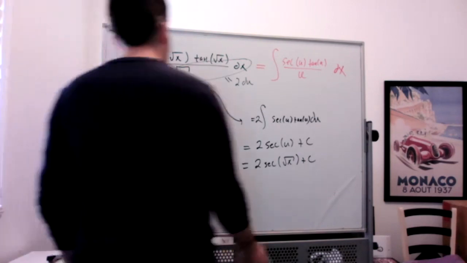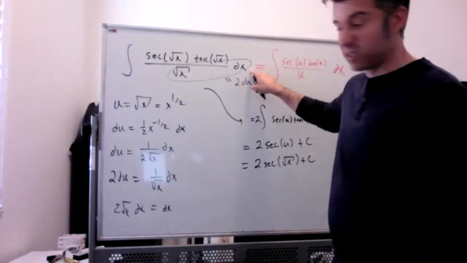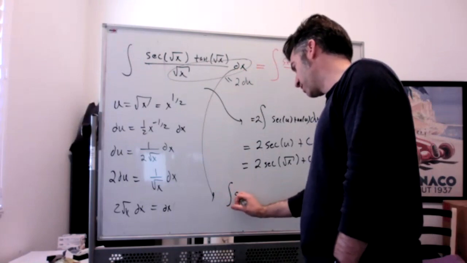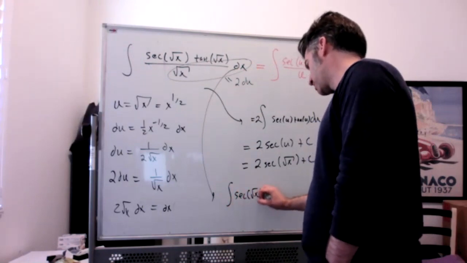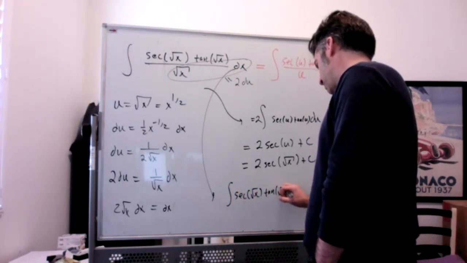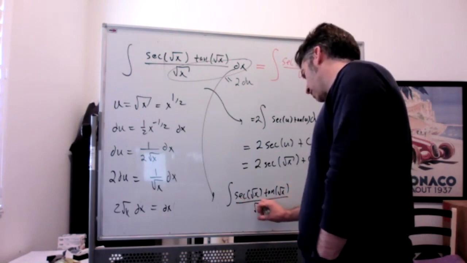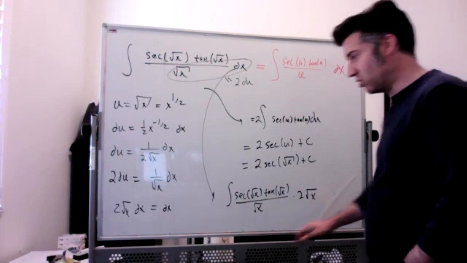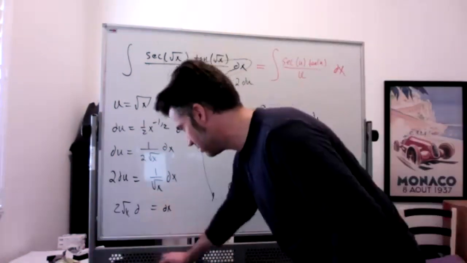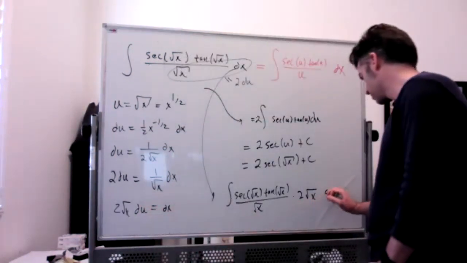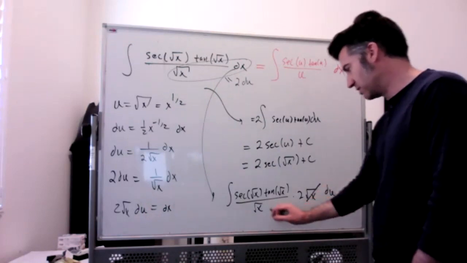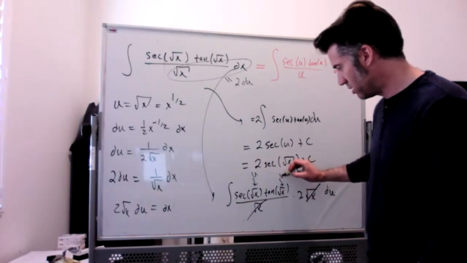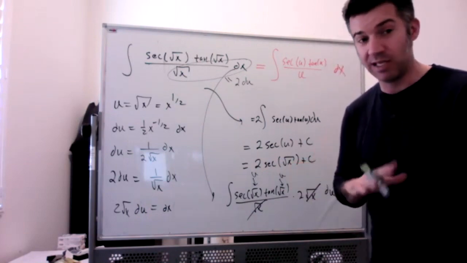And then people replace the dx first. They say, instead, I'm going to write this as the integral of secant of the square root of x, tangent of the square root of x, over the square root of x, times 2 square root of x du. I know I wrote a dx over here. That was a mistake. And then the square root of x's cancel, and then the other things become u's.